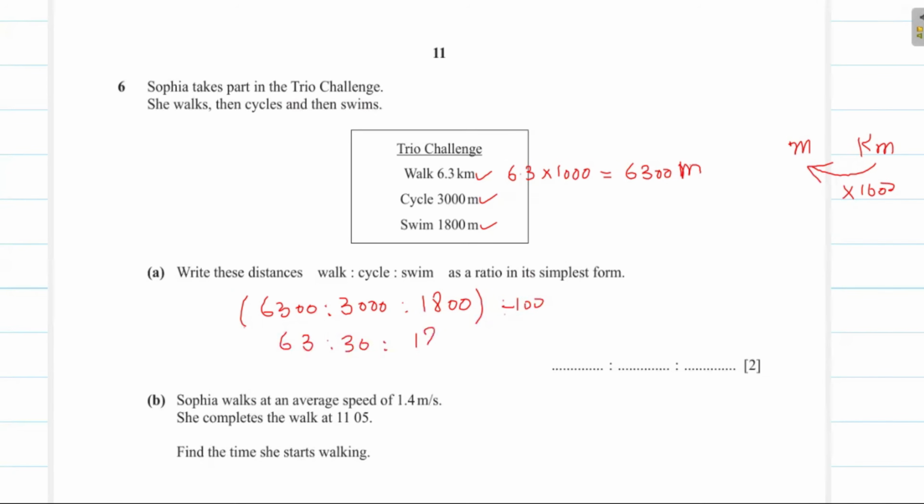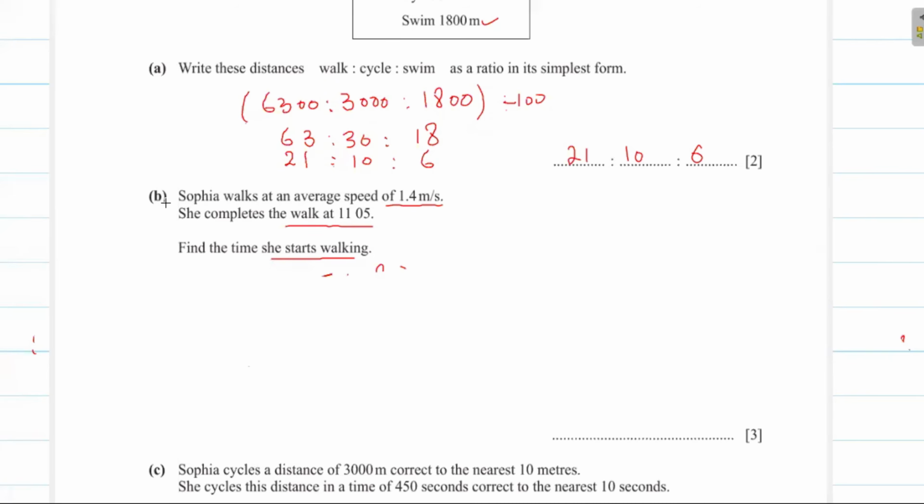Now we simplify more. You see here, it can be divisible by 3. 3 times 21 is 63, 3 times 10 is 30, and 3 times 6 is 18. Now this is the simplest ratio form, and this is the answer. Now we move to the next part of this question.